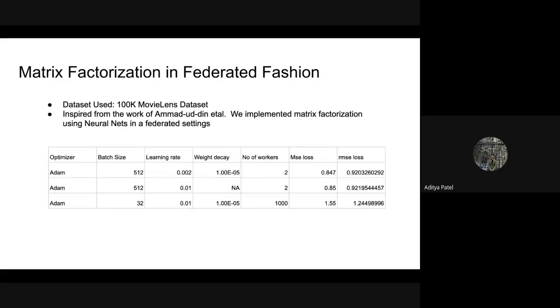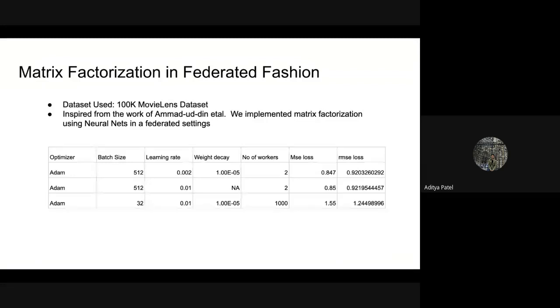We actually got a little backtracked in our work because we had to get the data loader working in the library. But once we got that working, it was smooth sailing after that. A lot of our work is initial work. We experimented with implementing matrix factorization using neural networks. We used the 100K MovieLens dataset, where we have all the ratings given by users. The ratings are from 1 to 5.